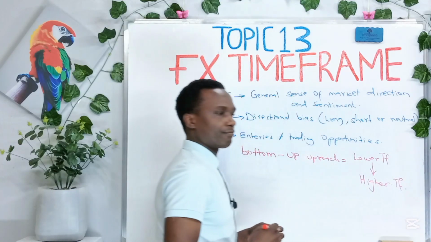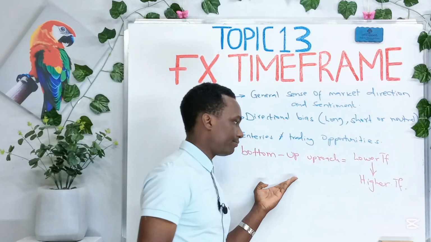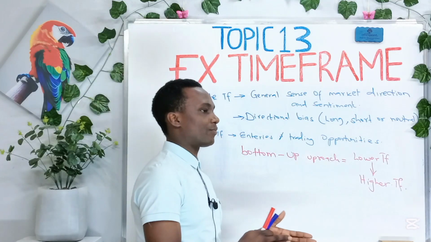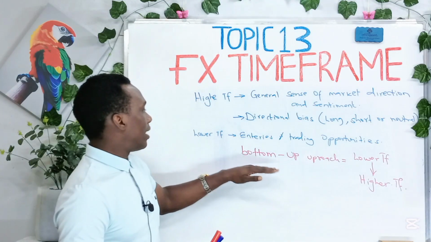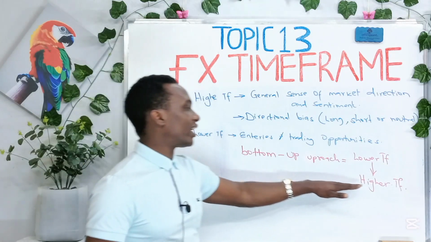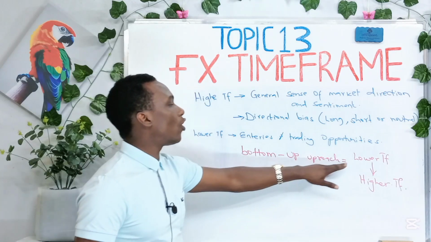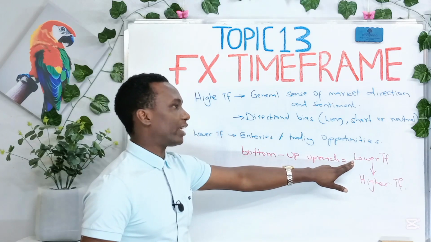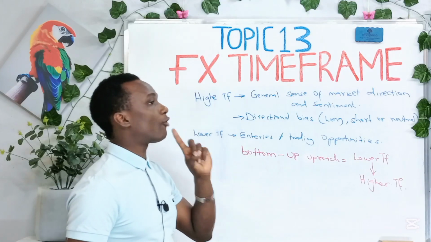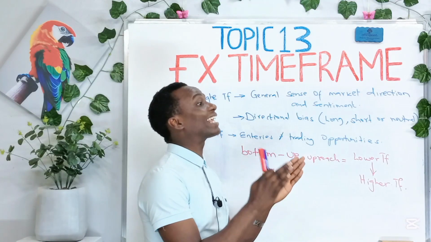The bottom up approach. I'll tell you why this is dangerous. A trader can find a trade signal on a lower time frame. It is dangerous in two ways. You can forget to check the higher time frame and then trade against the higher time frame.